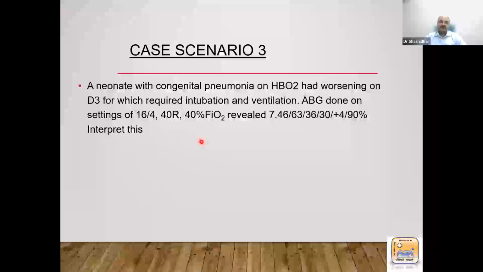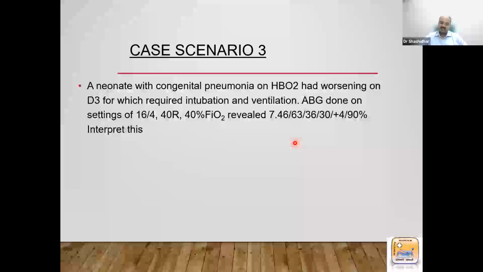Case scenario number 3. Baby with congenital pneumonia on oxygen had worsening on day 3, requiring intubation and ventilation. ABG done with the settings of 16 by 4, rate 40, 40% FiO2 revealed this: pH 7.46, PO2 of 63, PCO2 of 36, bicarb of 30, base excess of plus 4, and saturation of 90%. What is your interpretation?